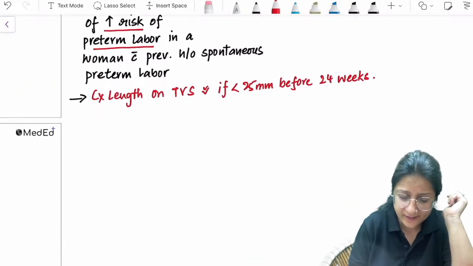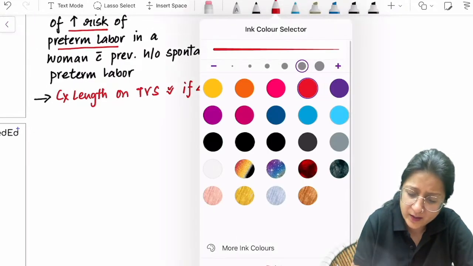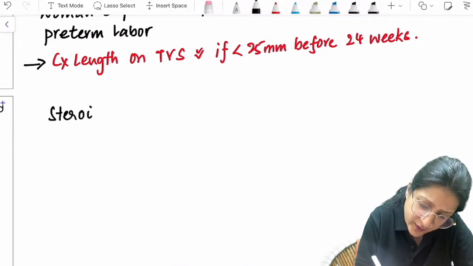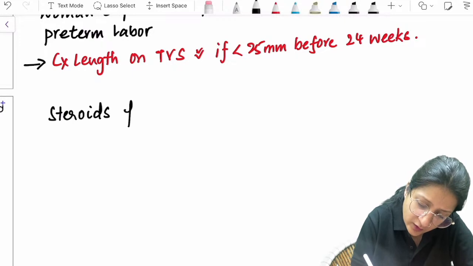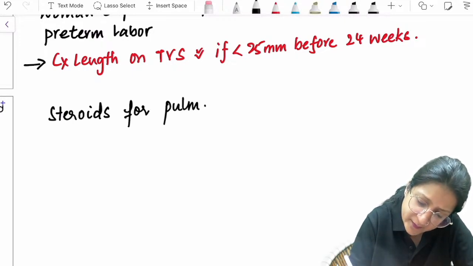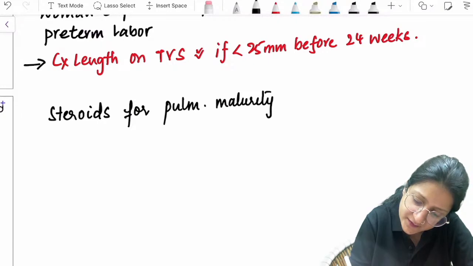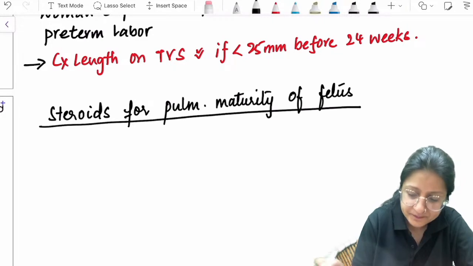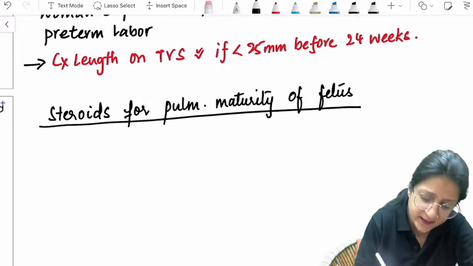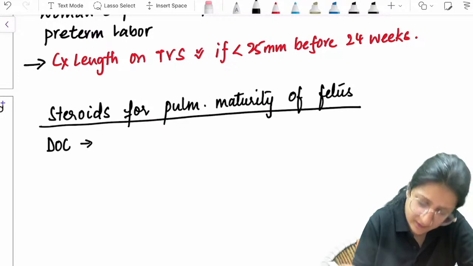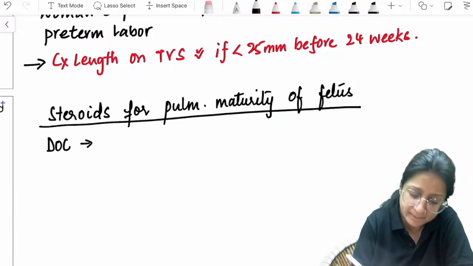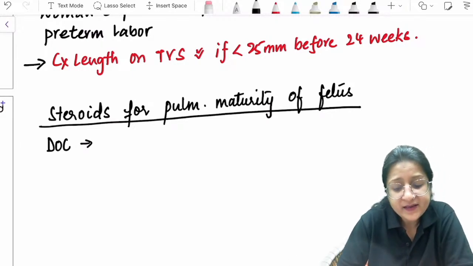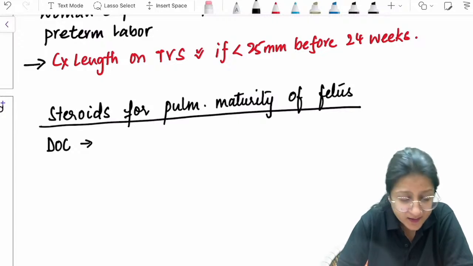And now finally, let's talk about the steroids also. Whenever a woman goes into preterm labor, we always give steroids for pulmonary maturity of the fetus, right? So what are these steroids? What is the drug of choice? Anybody? Very, very important. They have asked you questions on this. When we give steroids for pulmonary maturity of the fetus, what is the drug of choice?